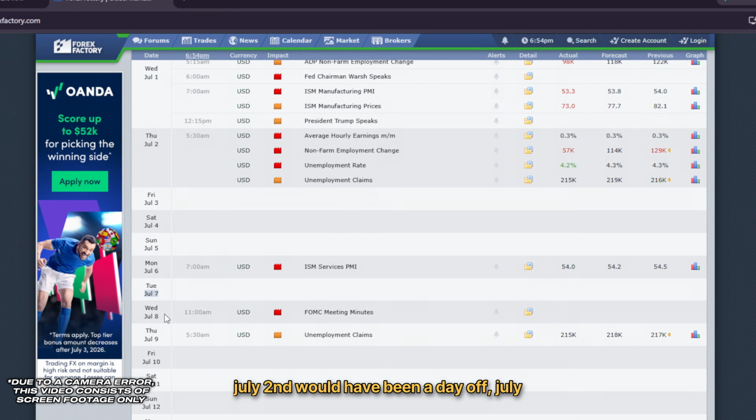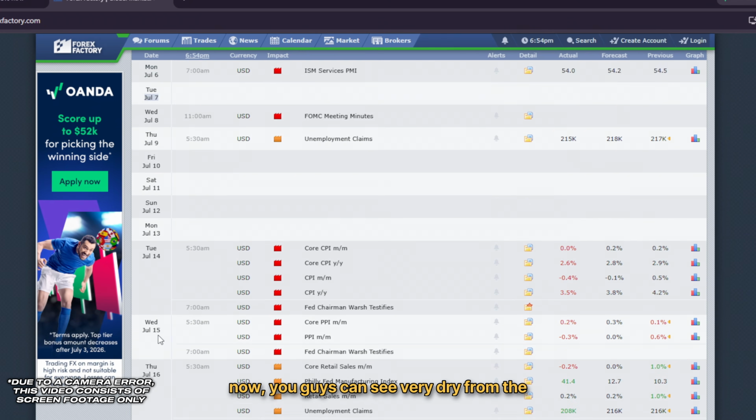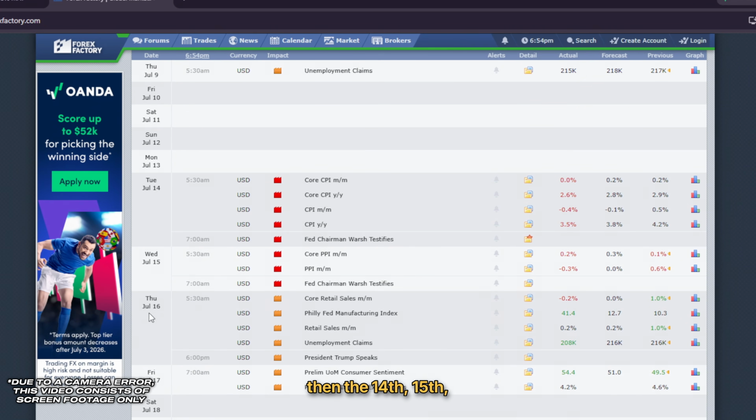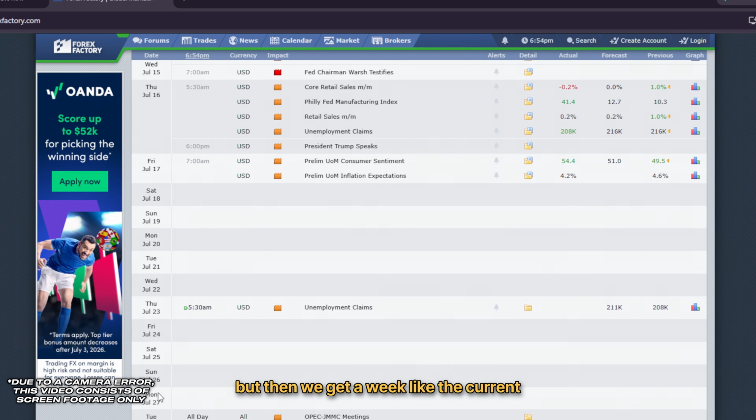July 2nd would have been a day off. July 8th and 9th, we would have traded. Now, you guys can see very dry from the 10th through the 13th, then the 14th, 15th, 16th, 17th, very heavy. But then we get a week like the current week that I'm in right now, and 18, 19, 20, 21, absolutely no trading days, even the 22nd. And the only trading day that I'm going to be getting this week is July 23rd.